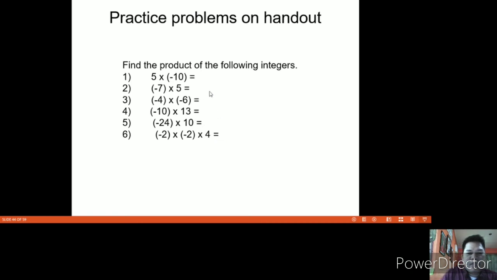What is your answer for the given practice problems? The answers are negative 50 for number 1, negative 35 for number 2, positive 24, negative 130, negative 240, and 16. For the last one, negative 2 times negative 2 is positive 4, and 4 times 4 is 16.